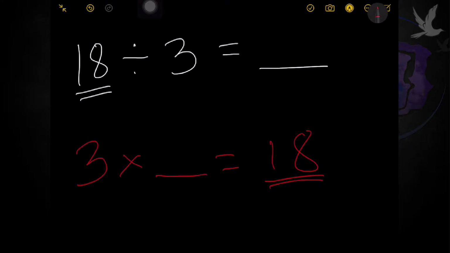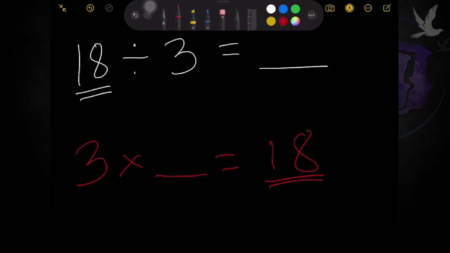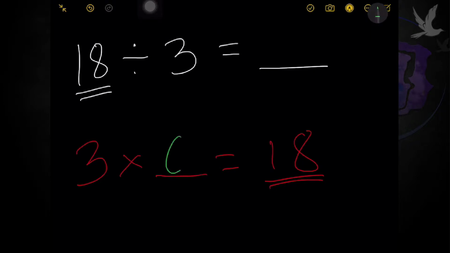Again, if you have memorized the multiplication table, this will be a lot easier for you. And the answer here is 6. 3 times 6 will give you 18, which means 18 divided by 3 will give you 6. Okay? Madali lang yan. If you have memorized the multiplication table. Okay? So this is basically very easy.